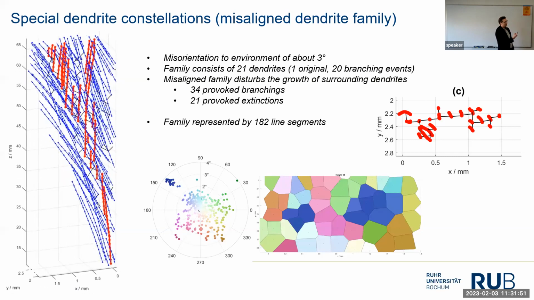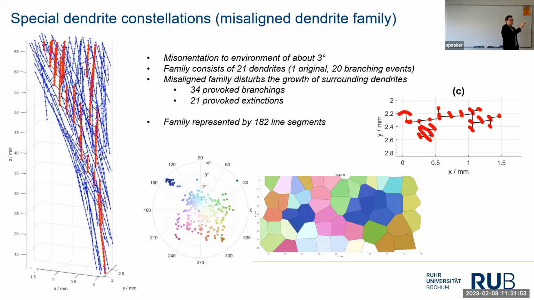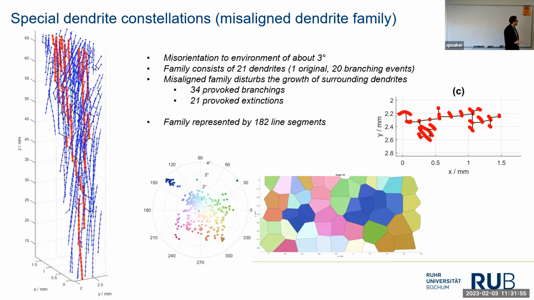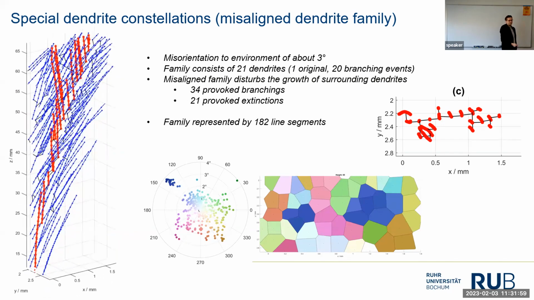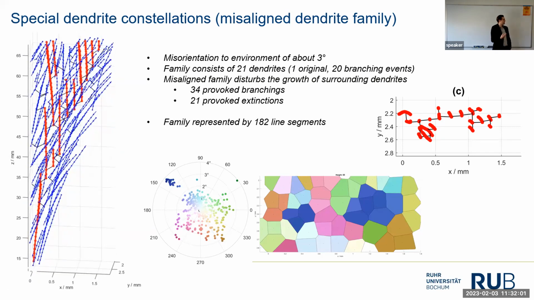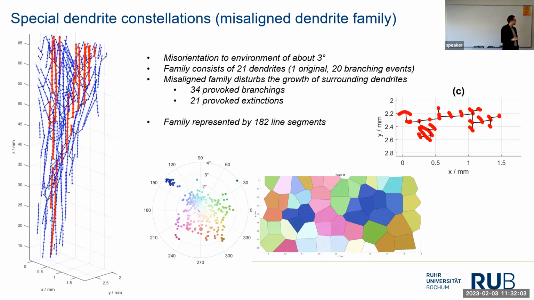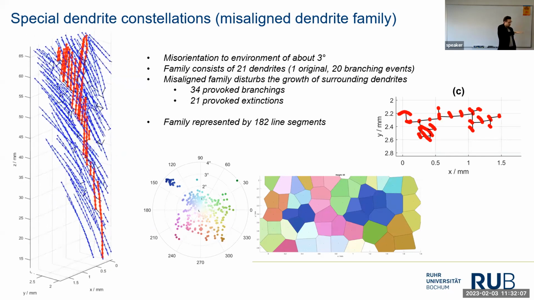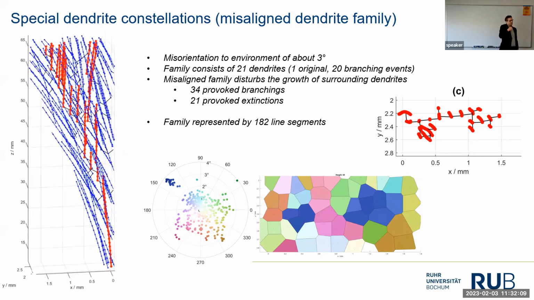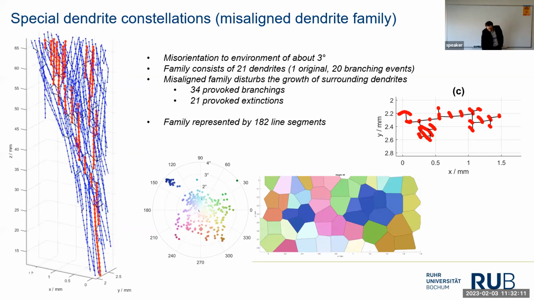So this one individual dendrite manages to branch off. It creates a dendrite family, and on its misaligned way through the dendrite field, it provokes multiple branching and multiple extinction events. And this type of information we can only access because we have followed all the dendrites and also captured all of the relations.